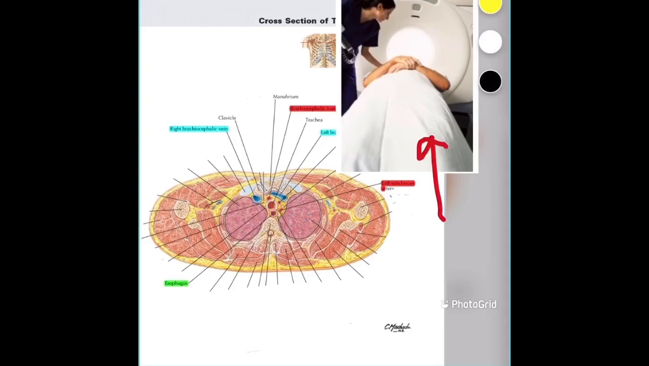So we know that this is the anterior side of the patient, right? And so that means this part, the above part, is the anterior portion of the patient.